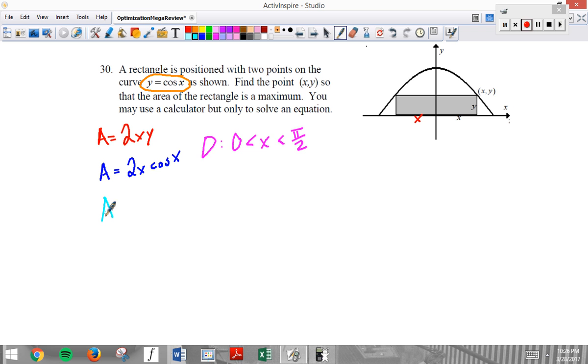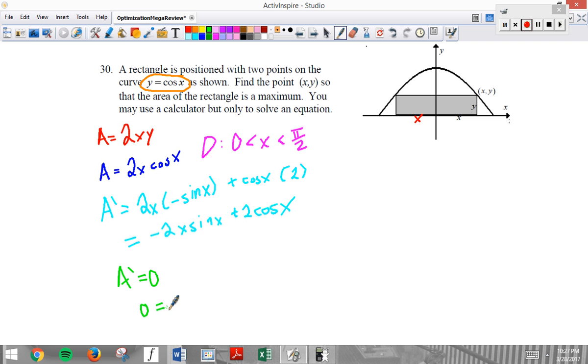If that's A prime, first times the derivative of the second, plus the second times the derivative of the first. Reorganize. Plus 2 cosine x. Alright, this is a hard part for some people. A prime equals 0.